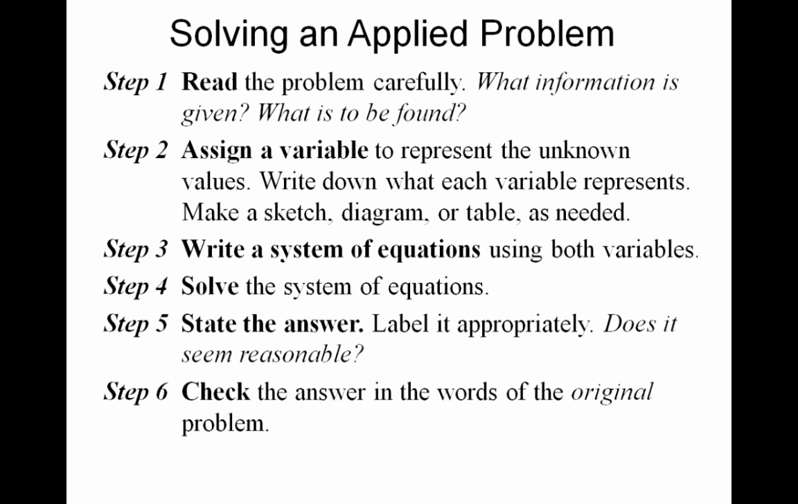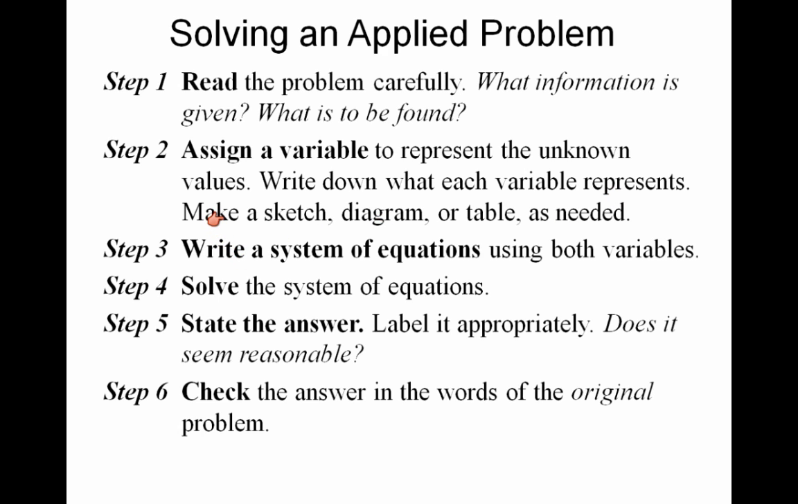Solving an applied problem, just like before, for the following example that I'm going to look at, you need to go over these steps. Step number 1 is to read the problem carefully. You want to find out what information is given and what is to be found. Step number 2, you want to assign a variable. Assign a variable to represent the unknown values. Write down what each variable represents.